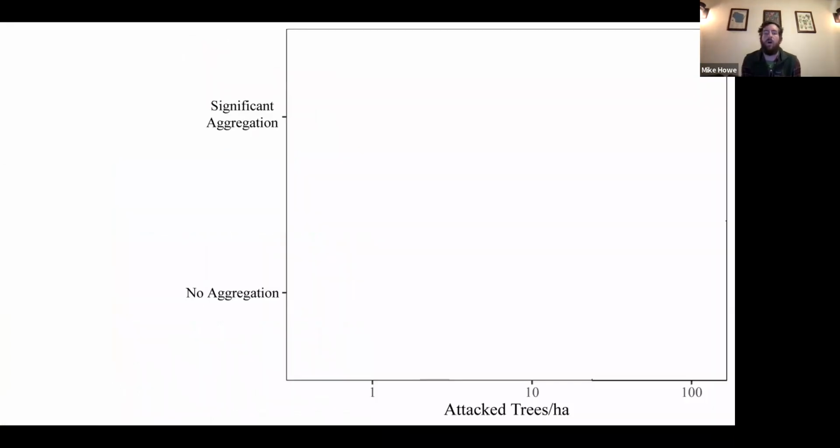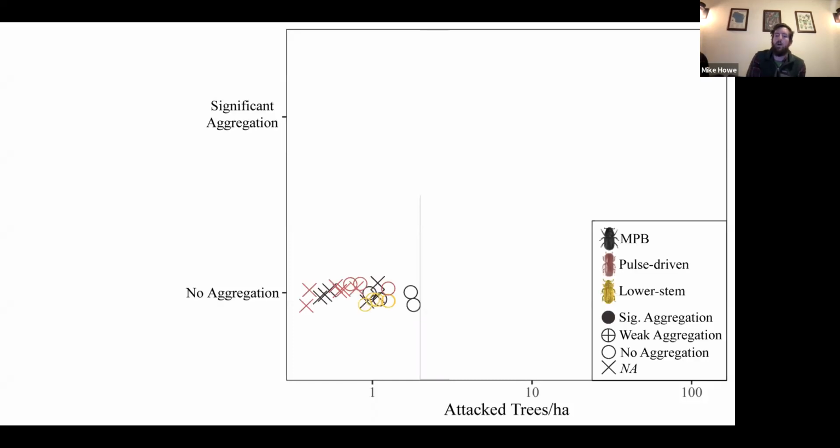Okay, so I'm not going to go through all of the different curves here, but instead show our interpretation. So in this bottom area are those site by year combinations that did not undergo aggregation. And in the upper part are those that did undergo significant aggregation. And still, again, on our x-axis is the attacked trees per hectare. Okay, so if we start out, we see that at low population densities, we have no evidence of aggregation, which is denoted by either X's, where we just didn't have enough of a sample size, or by open circles.